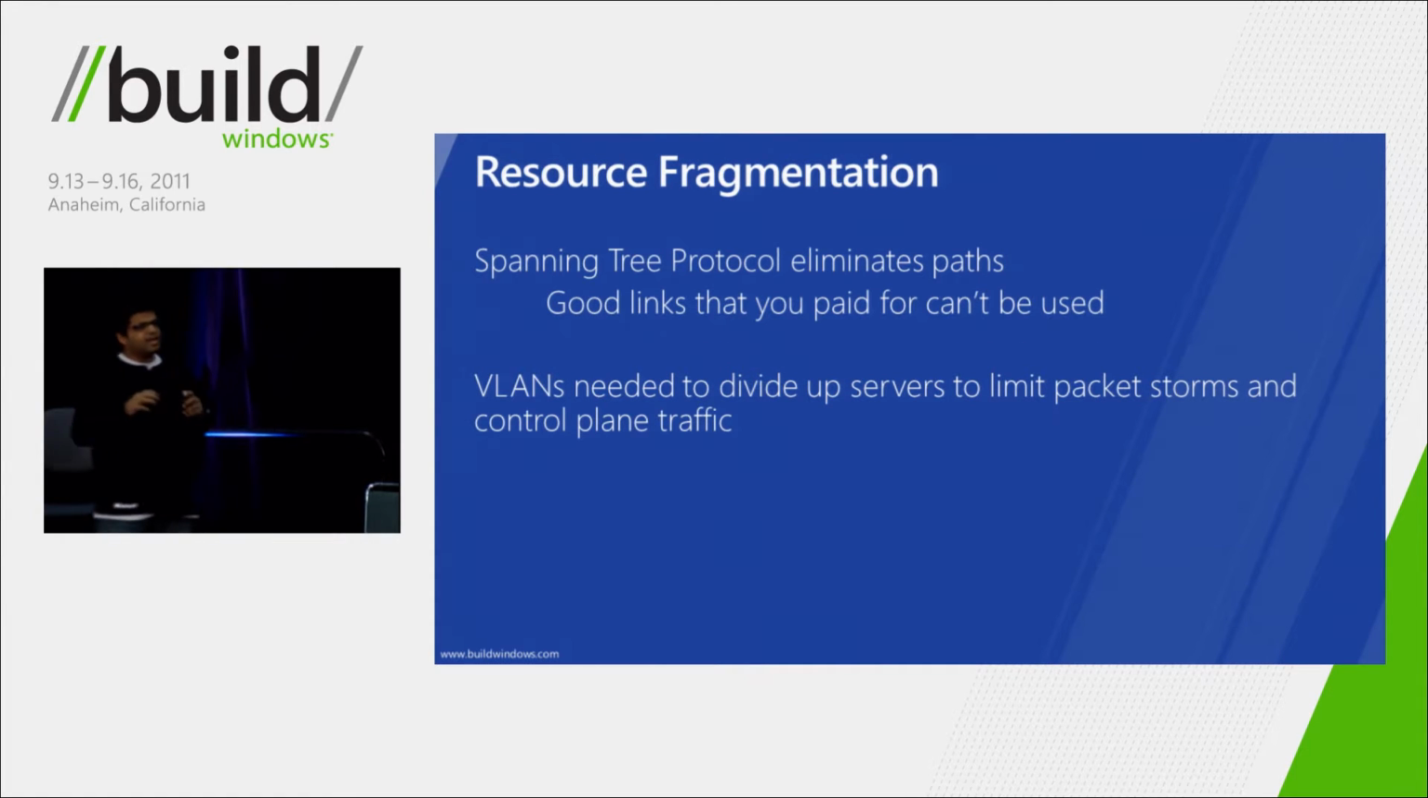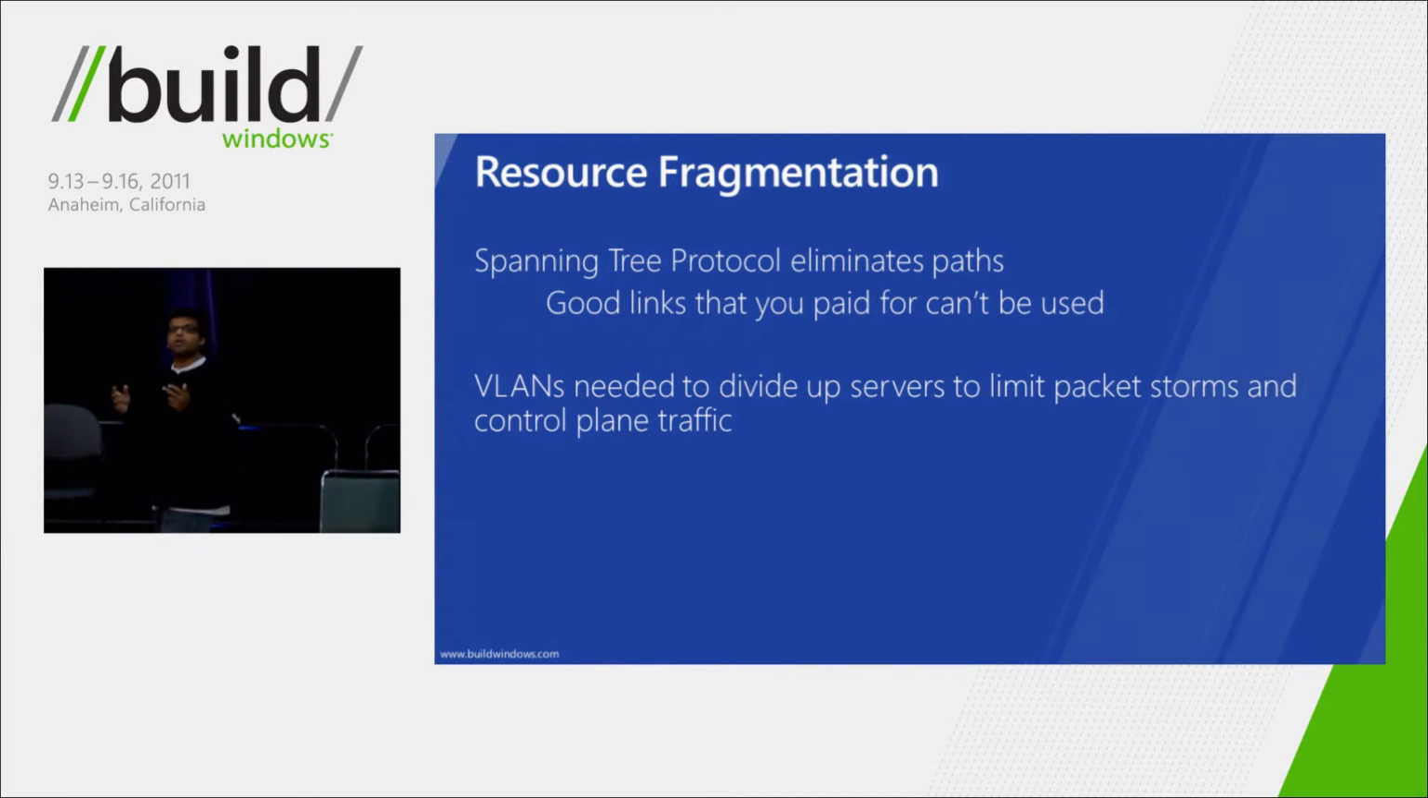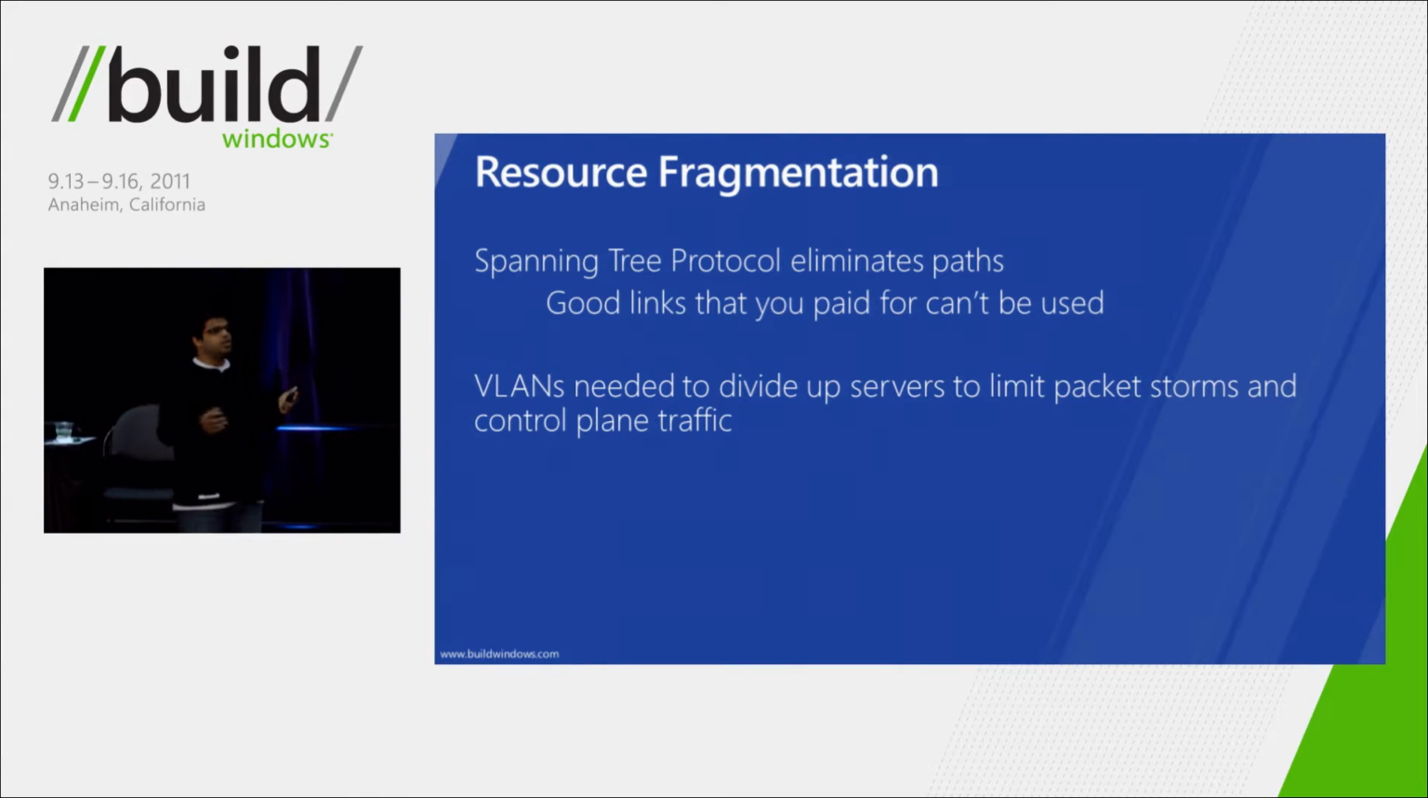So at the outset, the problem is one of resource fragmentation, right? Take the spanning tree protocol for instance. It's a layer 2 protocol that's used to eliminate loops. Now, when you eliminate loops, you also eliminate a lot of useful paths, and that's wasted capacity. So good links that you've paid for can no longer be used to eliminate congestion in your network or to just get more bandwidth from your network.